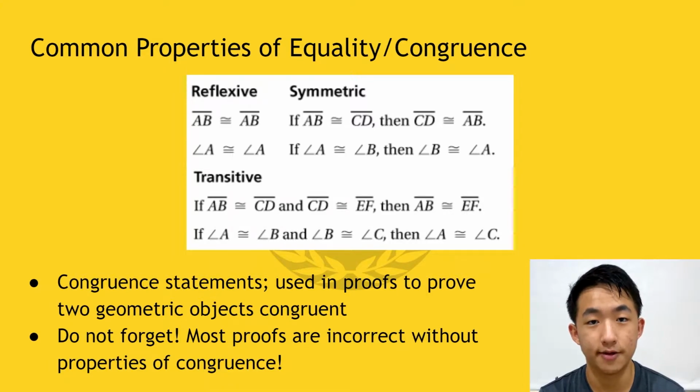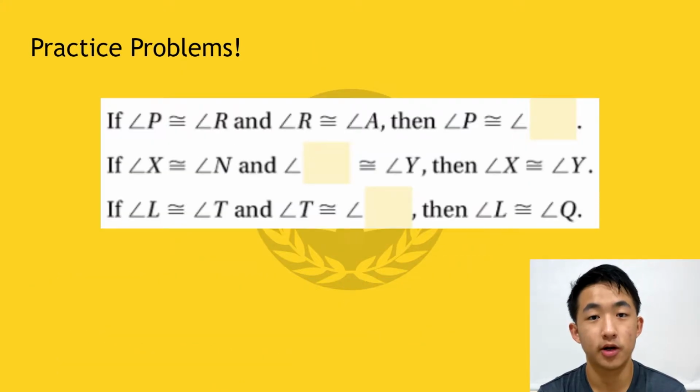Now, do not forget this step in a two-column proof. You have to prove that these items are congruent in order to move on to the next step. Most proofs are actually incorrect or incomplete without these properties. Okay, let's move on to a practice problem. Take a look at these statements and try to fill in the blanks. Remember to use the properties of equality and congruence that we just went over. You guys have 10 seconds, time starts now.